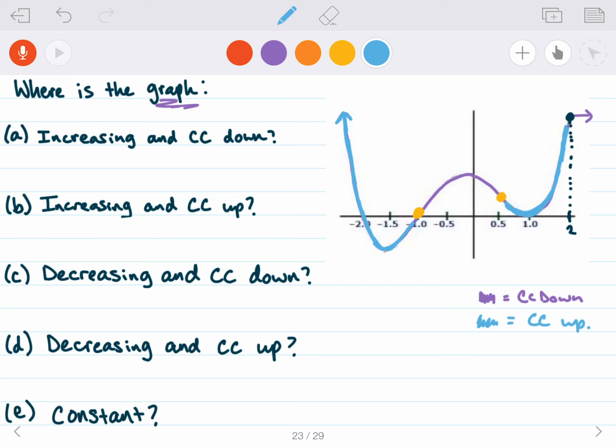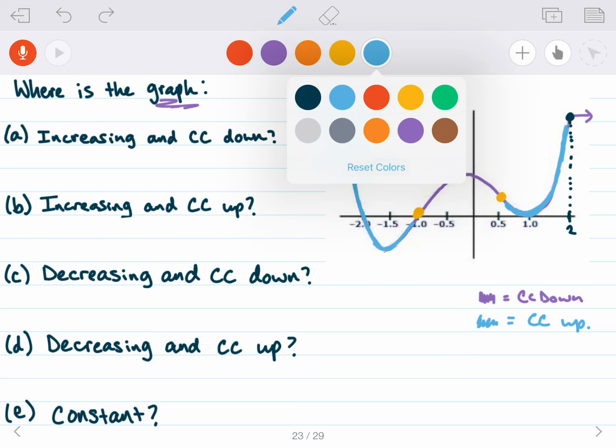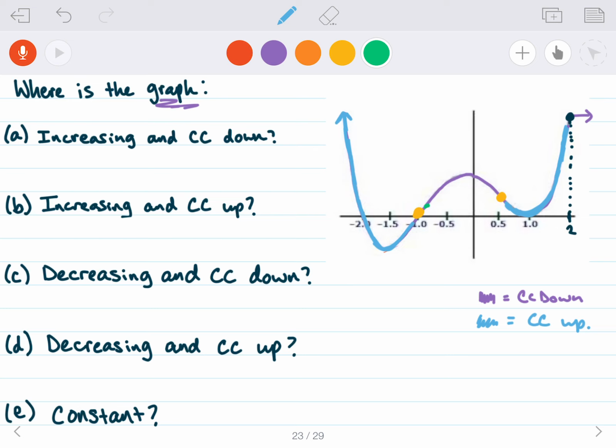All right, so out of the areas where this thing is concave down, so in this purple region, which part of the region is also increasing? Where's y getting larger and larger? Where's the height increasing? Well, it's increasing. Let's do that in green. It's increasing from this point all the way up until we reach the peak, and then it starts to decrease. So it looks like it's increasing from x equals -1 to x equals 0.